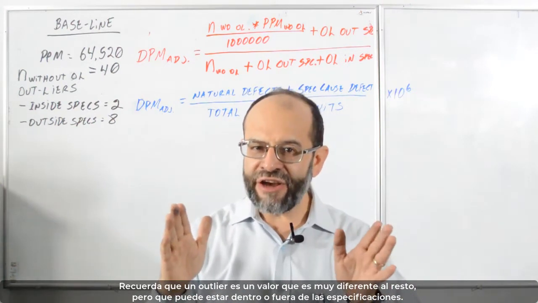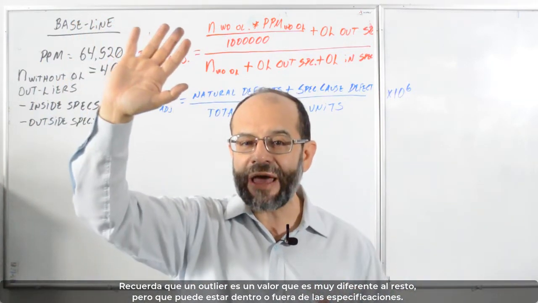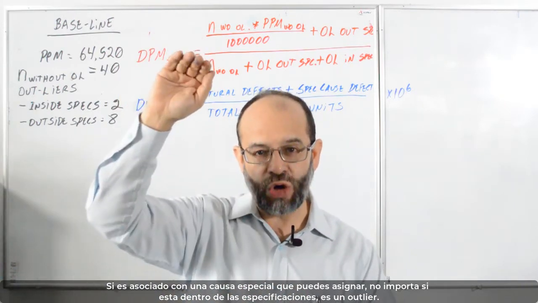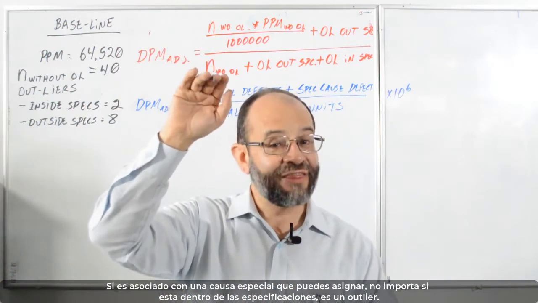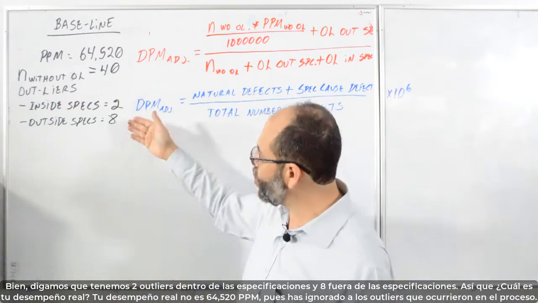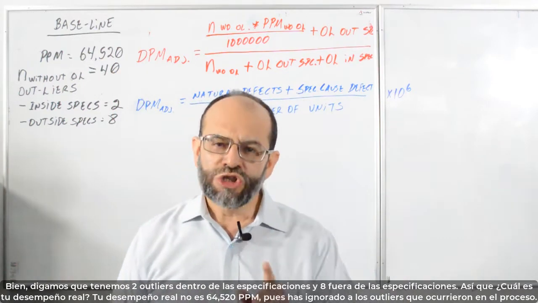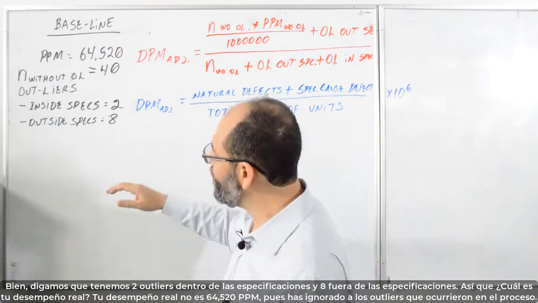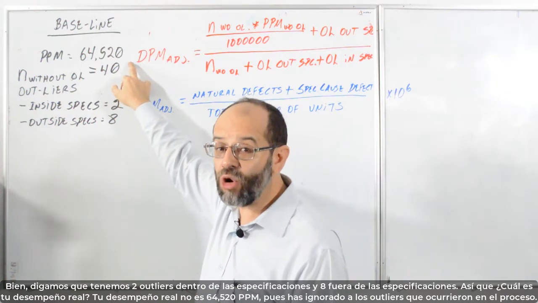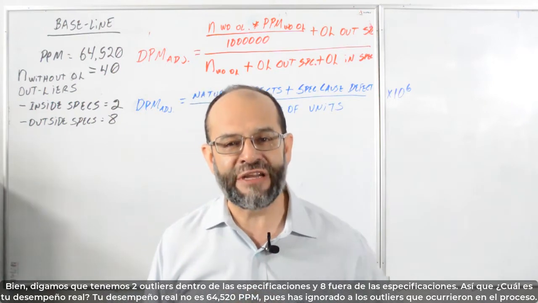Keep in mind, an outlier is a value that is very different from the rest, but it can be inside the specs or outside the specs. If identified as a special cause, you have a special cause that you can assign. It doesn't matter if it's inside the specs, it is an outlier. So let's say we had 2 outliers inside the specs and 8 outliers outside the specs. What is your actual performance? Your actual performance is not 64,520 PPMs, because you have ignored those outliers that really did happen in the process.